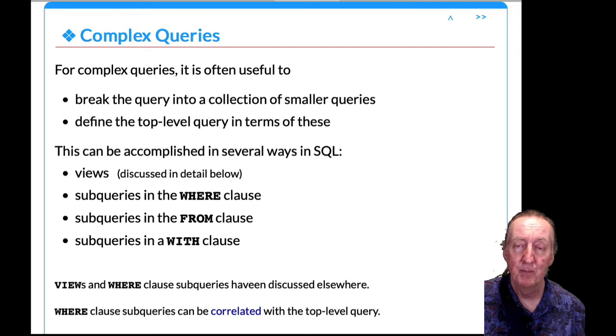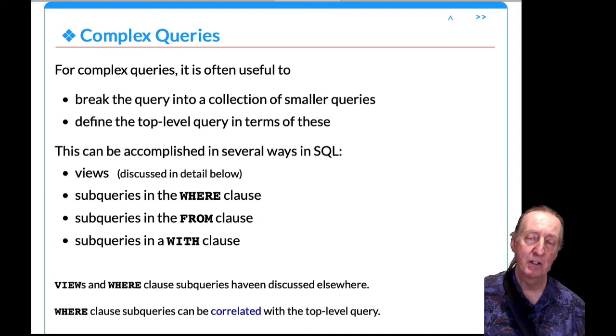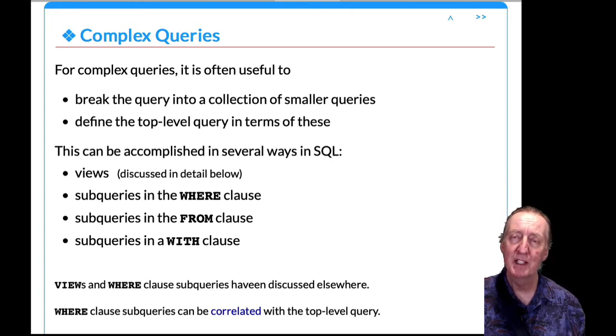Then I might need to treat that the same. I can say, all right, it would be really easy to produce this other table if I had another table, and so on and so on. So you can break the query into a collection of smaller queries and build them one on top of the other until you eventually get to the top level query, which, like a main program in a well-designed C program, would be relatively small and make use of functions that called other functions that called other functions. So that's the analogy.